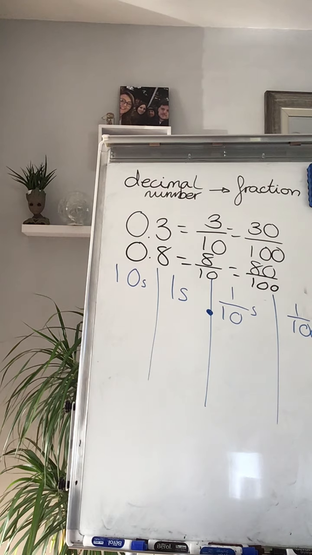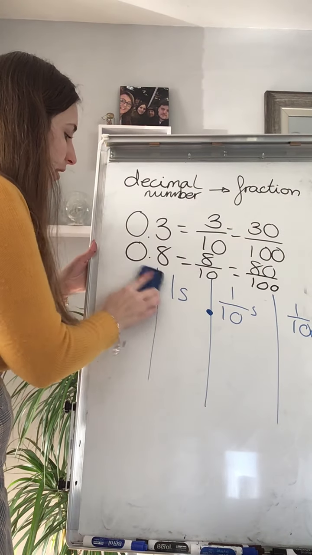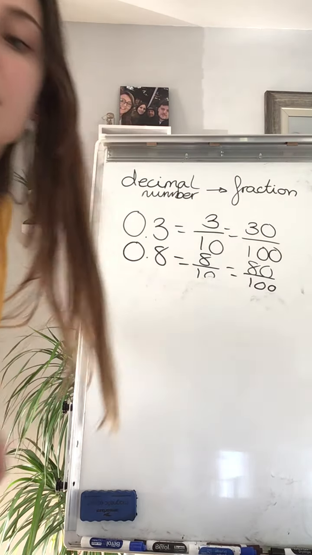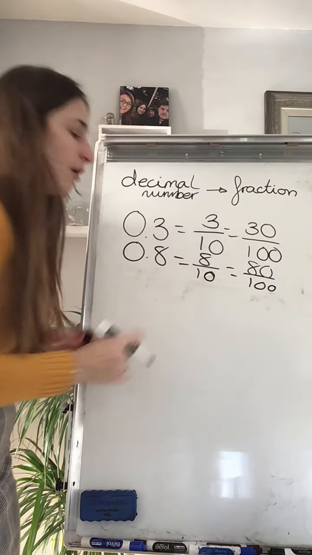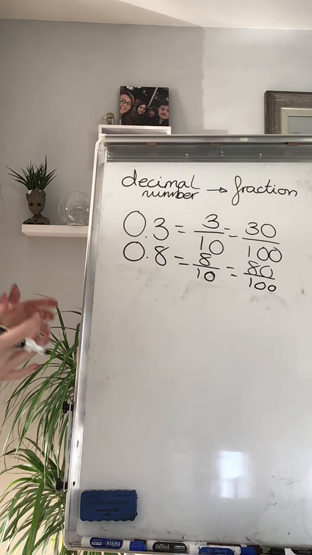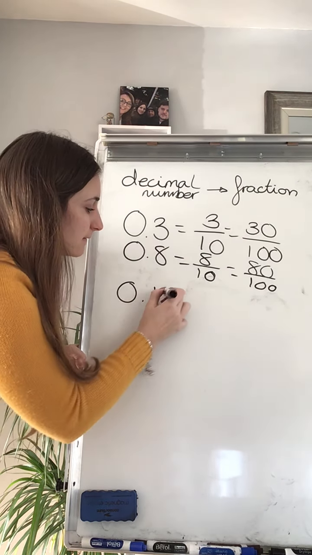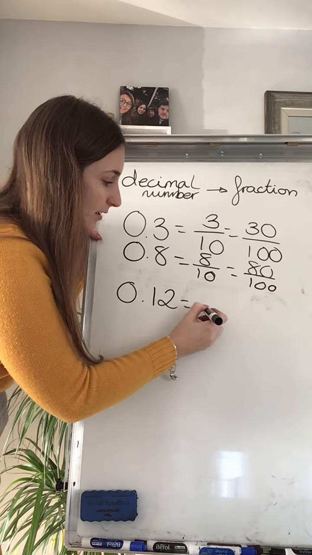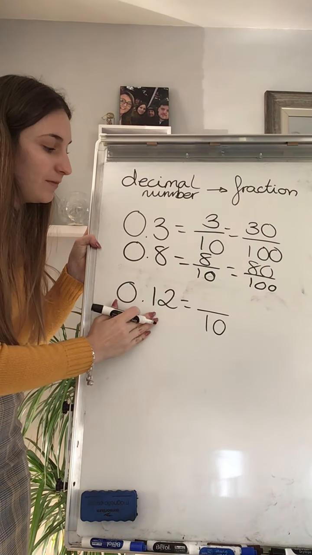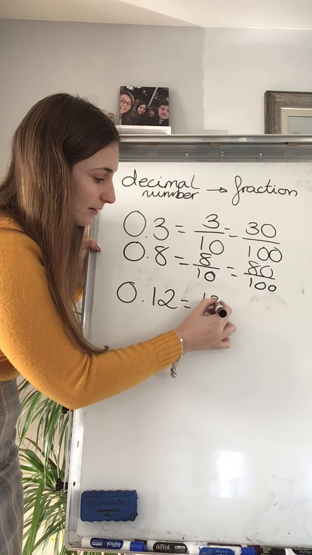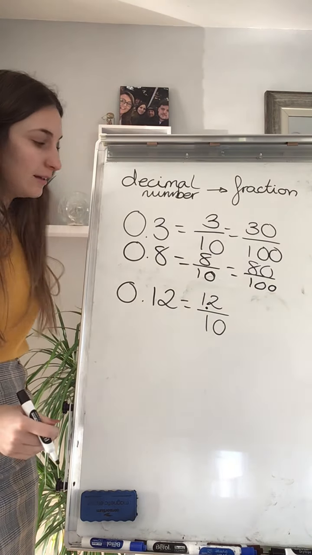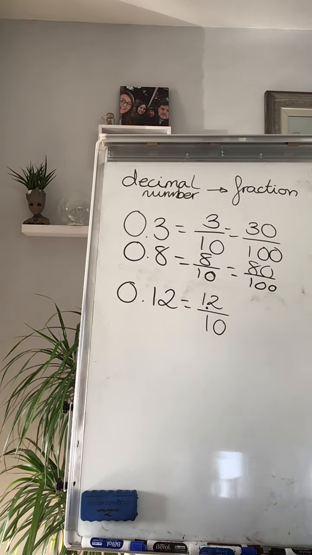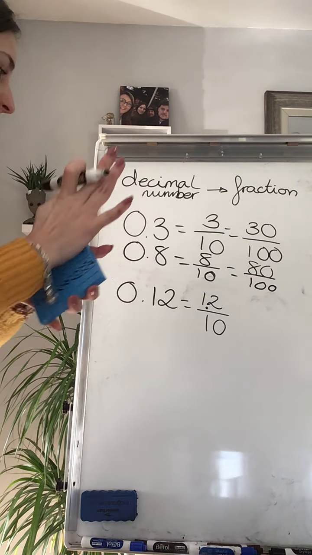Can you try to do then? Shall we do one even harder together? Shall we try to do one before I send you to do yours? Shall we try to do together how it will be if I have 0.12? How would that be? If I'm looking at tenths and I'm dividing this by 10, I will be getting 1.2 tenths, wouldn't I? So let's put it here so you can see it.